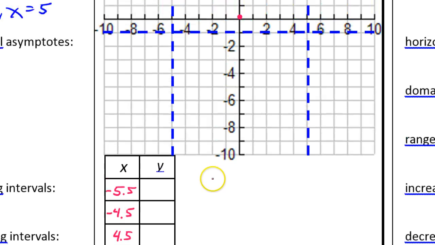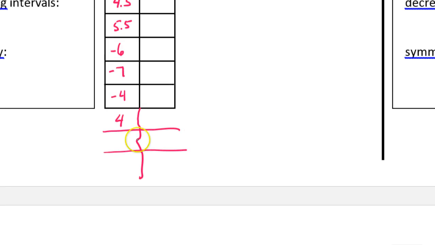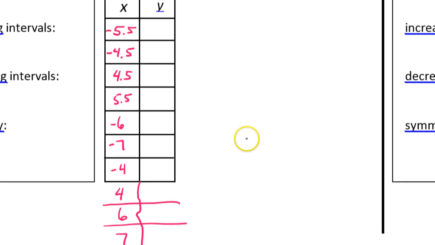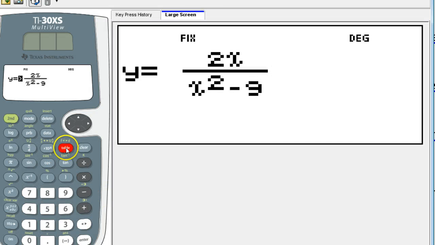Okay, so -4, +4. Okay, I'm also going to do, so now I need a couple more points on the right. So I'm going to do 6 and 7. Alright, this is a good group of points. So I'm going to find all the y values. I'll show you how I get one of them, and then I'll do the rest off camera.